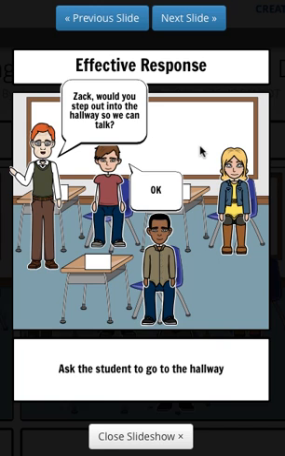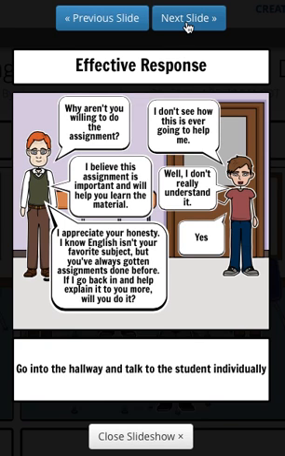Moving on to the third slide, this is an effective response. So the teacher is calm this time, and he asks the student to step out into the hallway. That's an effective response because it gets the student out of that situation where he's really just seeking attention and he's getting that from the other classmates. It gets the student out in the hallway where he can talk honestly with the teacher about what's going on with him not wanting to do the assignment that day.